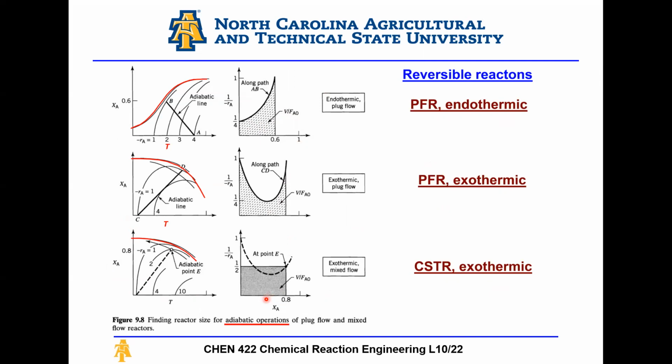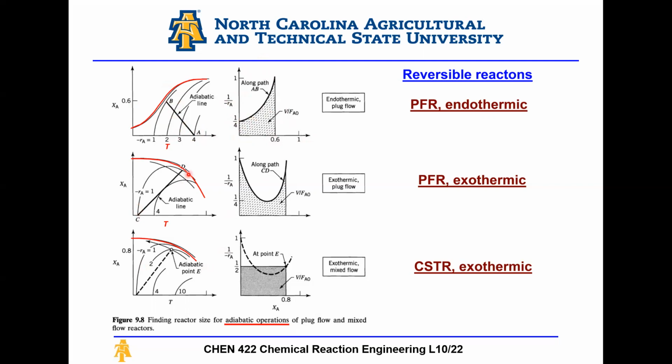for the plug flow reactor, I'm going to tabulate the rate for various XA along the adiabatic operating line. Very similar idea to what we talked about before. You draw your operating line from your initial temperature to your final temperature on this XA versus T plot. Then I prepare a -1 over RA versus XA plot, and I integrate along the path of this operating line to get my reactor volume.